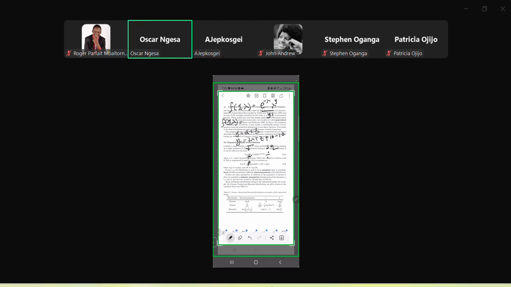Now, if I introduce e, which is the natural number, what cancels it? Something e raised to something. What cancels it? Log. It is the log, log to base e. Is that okay?